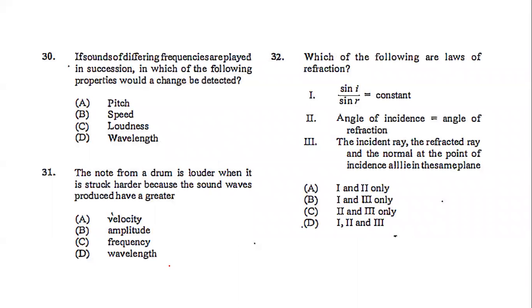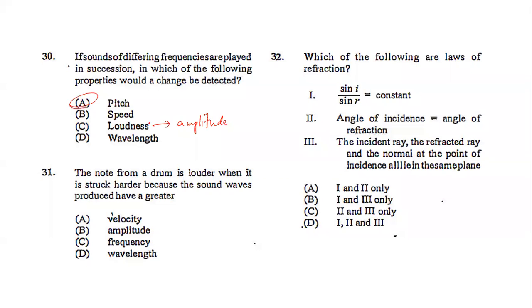Question 30. It says here that if we have songs of different frequencies played in succession, in which of the following properties will a change be detected? So normally when we do sound waves, we talk about two things basically, frequency and amplitude. Whenever we talk about amplitude, it's actually related to the loudness. And when we talk about frequency, we talk about the pitch. All right, so those who don't have that, you'll just make a note of the correction.